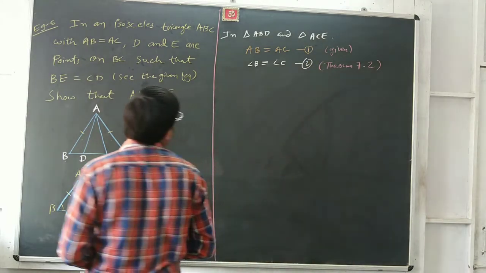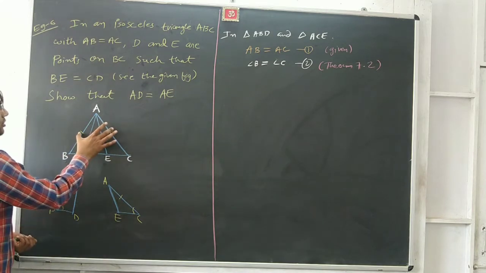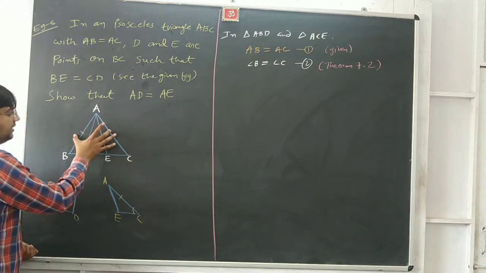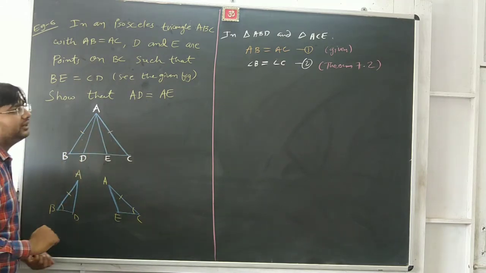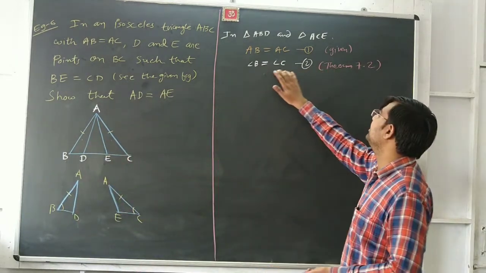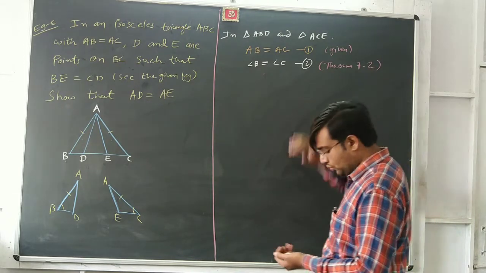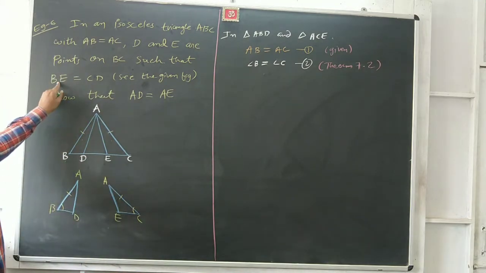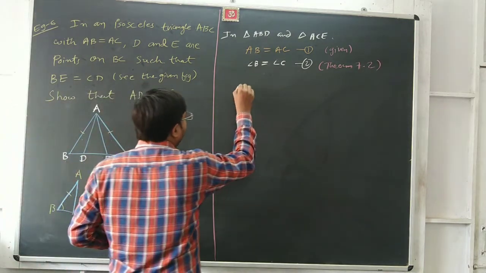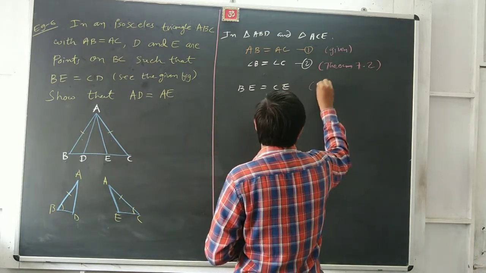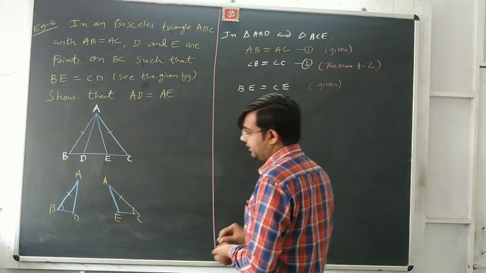Theorem 7.2 says that if opposite sides are equal, then opposite angles should be equal. Both sides are equal, so this angle and this angle should be the same because this is an isosceles triangle. So angle B is equal to angle C by theorem 7.2. And now the last: we know that BE is equal to CD. It is given in the question, so I can write BE is equal to CD. Why? It is given.